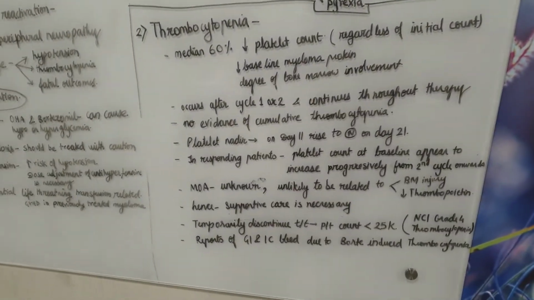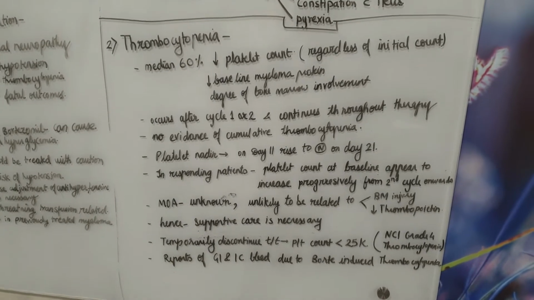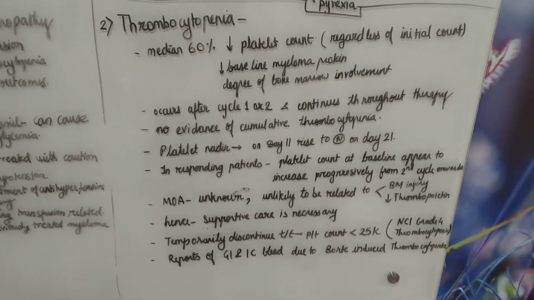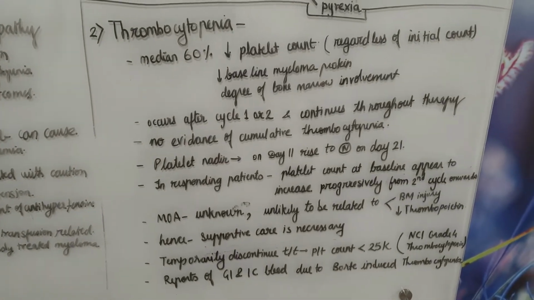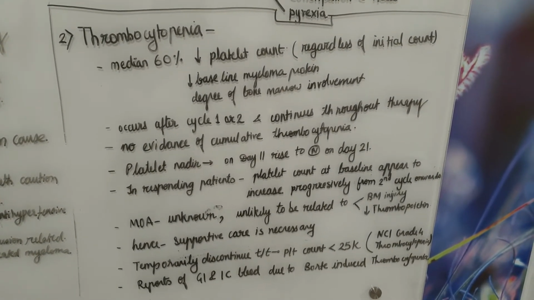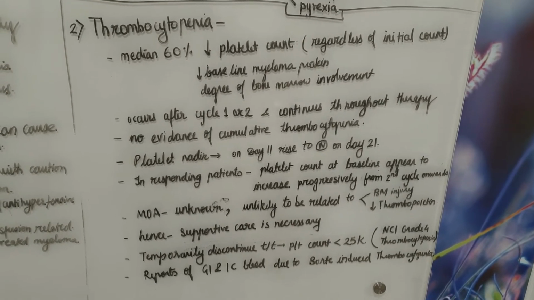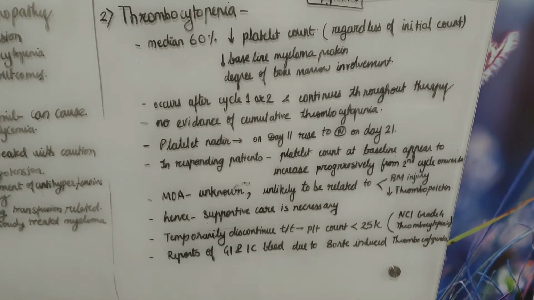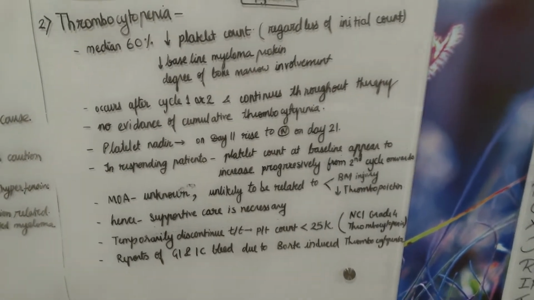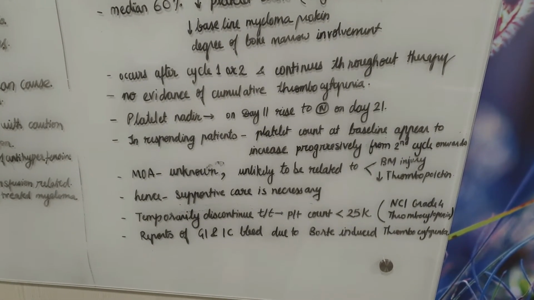Coming to another important side effect, that is thrombocytopenia. It is very commonly found in all the patients of multiple myeloma receiving bortezomib. Almost 60% of the patients are noted to have a decrease in their platelet count regardless of their initial count. There is also a decrease in the baseline myeloma protein and some degree of bone marrow involvement. Thrombocytopenia is generally noted after cycle 1 or cycle 2, and it continues throughout the therapy. But there is no evidence of cumulative thrombocytopenia in further cycles.